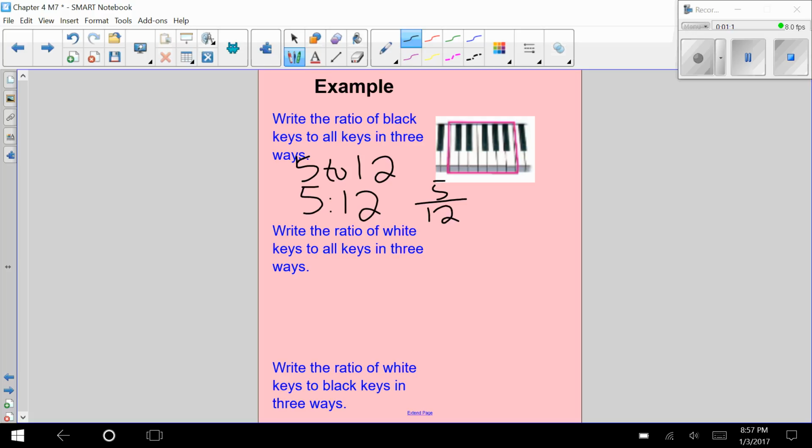The ratio of white keys to all keys, well, we count, there are 7 white keys to 12 total keys. Notice that the order does matter. I could not say 12 to 7. It would not fit this situation because we have to have white first and all second. Our other way of writing this is 7 colon 12, and the third way is 7 over 12. The ratio of white keys to black keys, well, there are 7 white keys to 5 black keys. We can write this as 7 colon 5 and 7 over 5.